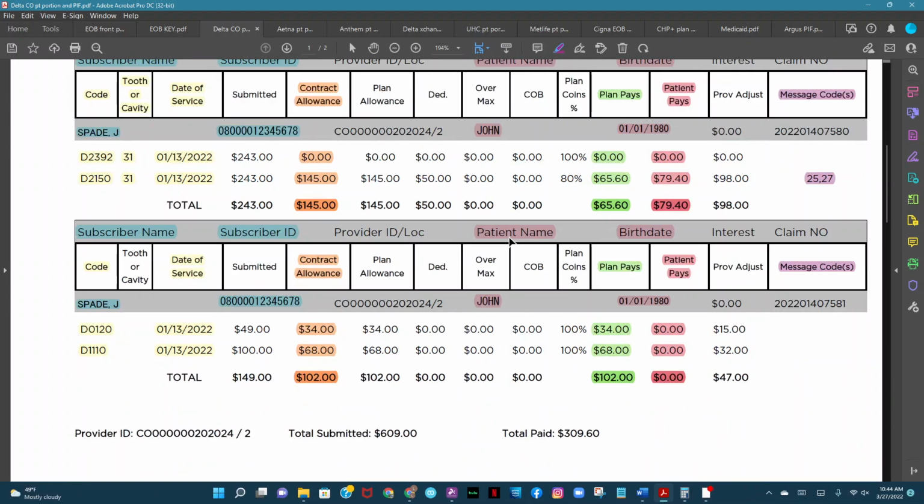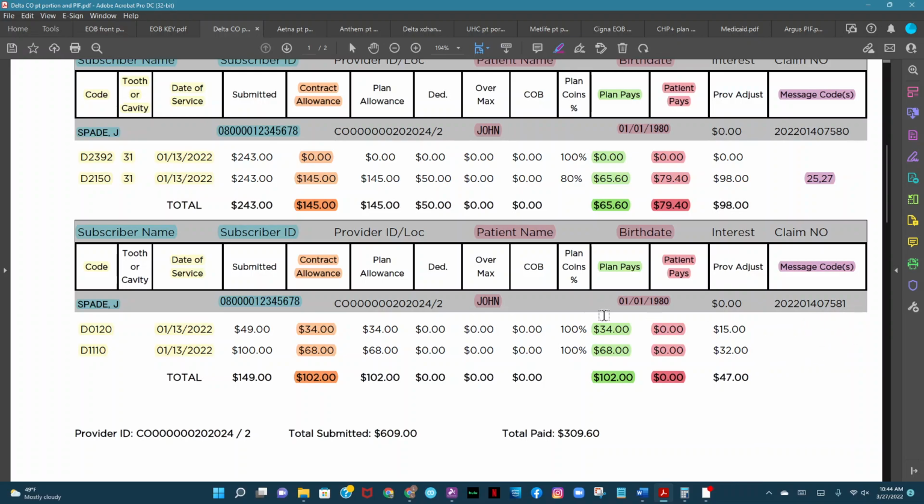Next claim, patient name, John, date of birth, 1/1 of 1980. Subscriber last name Spade, first initial J, got the subscriber ID right here, seen on 1/13 of 2022 as well. Looks like it was the exam and a cleaning. Look over here, insurance paid 102, patient owes nothing, and for the total contract amount it's 102, so they did pay in full there.